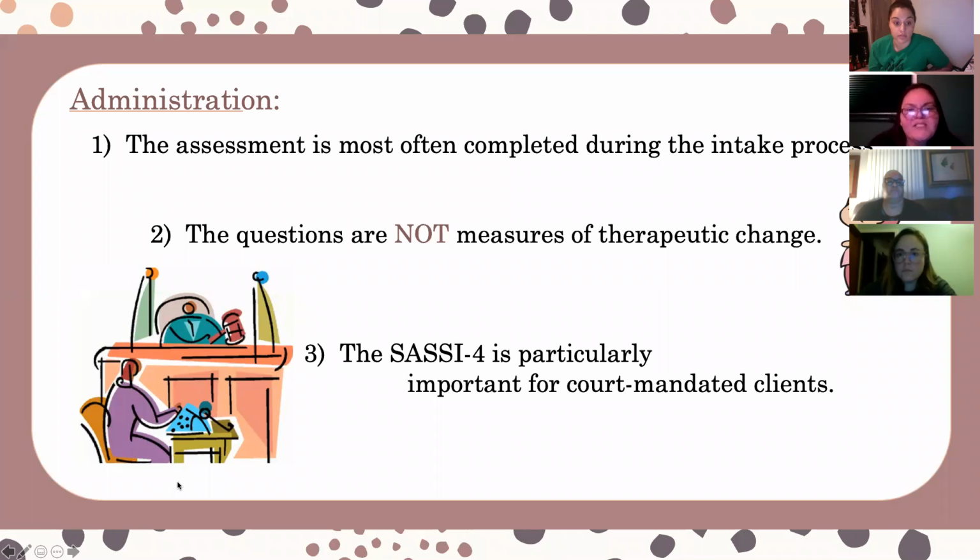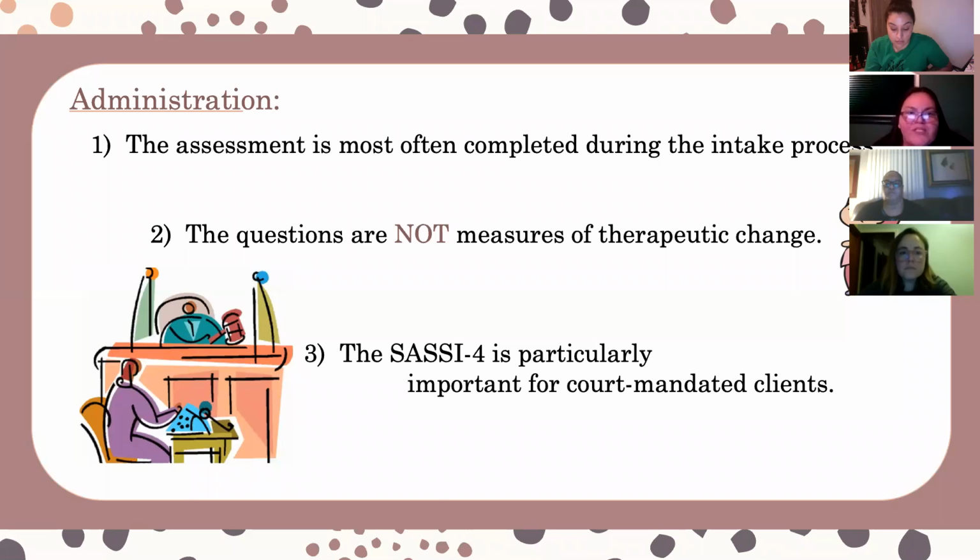Now let's move on to the administration of the SASSI-4. The assessment is most often completed during the intake process, whether that means self-completion before the interview or further clarification via intake. The scoring of the screening is completed post-intake.